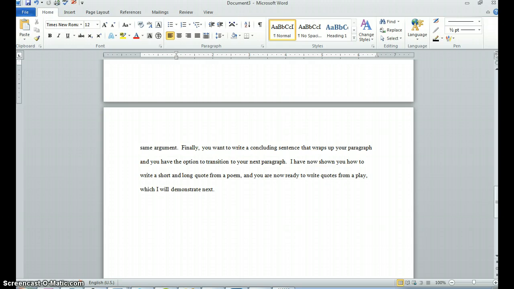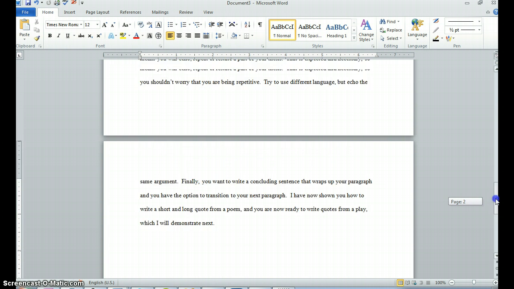So there are really three types of quotes for a prose play. The first type is one character speaking, but only up to 3 lines of your page. Then you have one character speaking, but it takes up more than 3 lines of your paper. And then you have 2 characters or more speaking to each other, and you would like to quote an interchange between more than one character. So let me start with the first type of quote from a prose play.